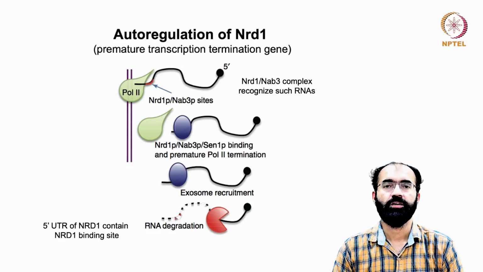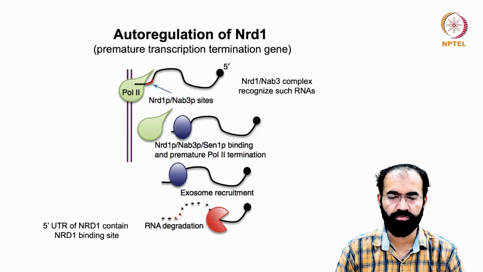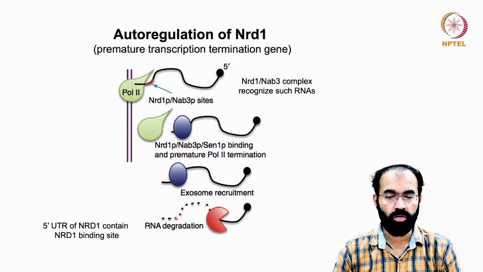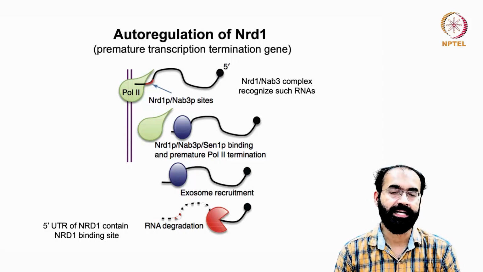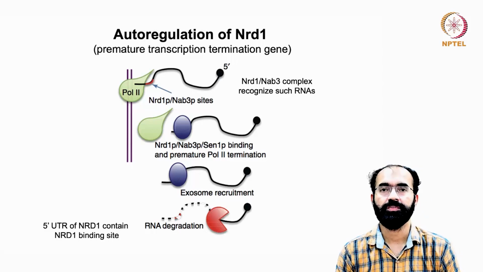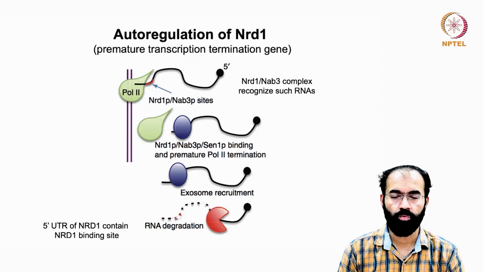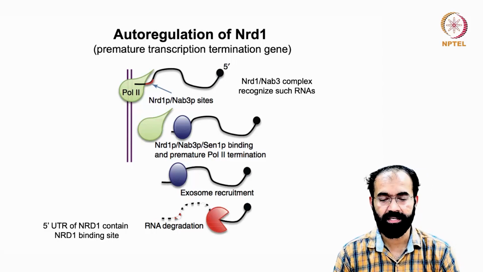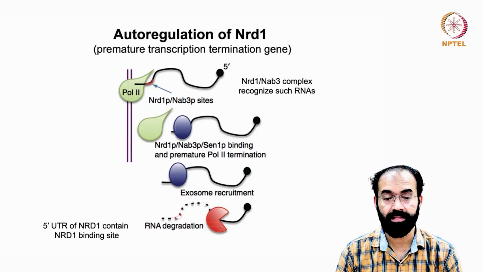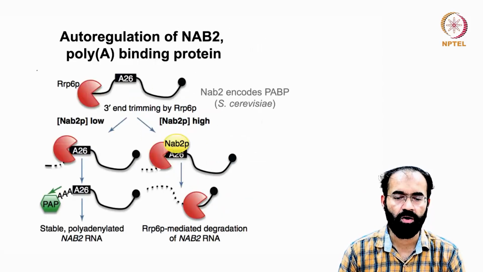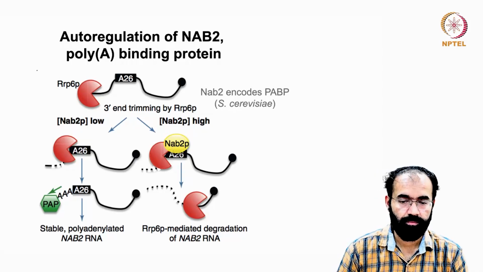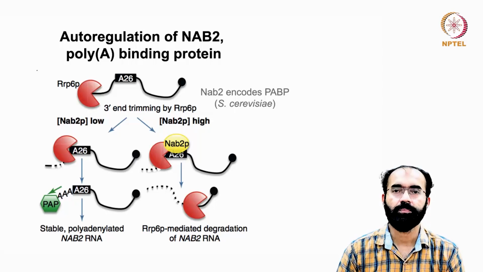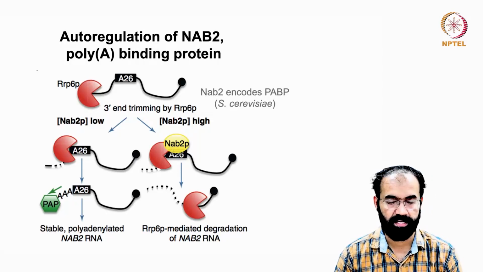Hello everyone, welcome back to another session of RNA biology. We were looking at the autoregulation of certain RNAs: how are they binding onto the sequence of their own RNA and how is it influencing the stability, etc. So let us see another example, the autoregulation of NAB2 and the poly A binding protein. So let us see how it is working.